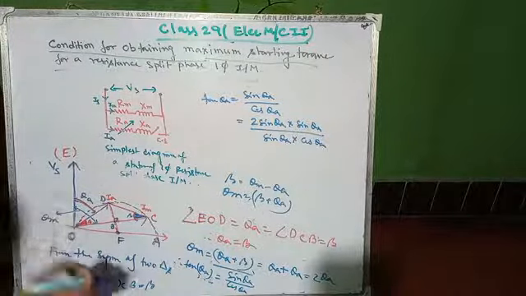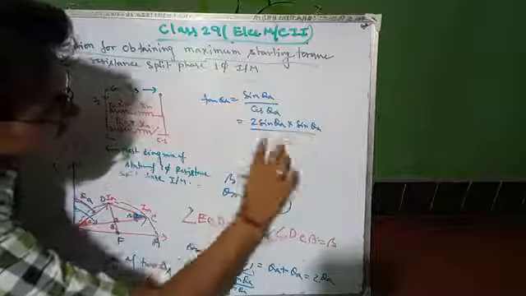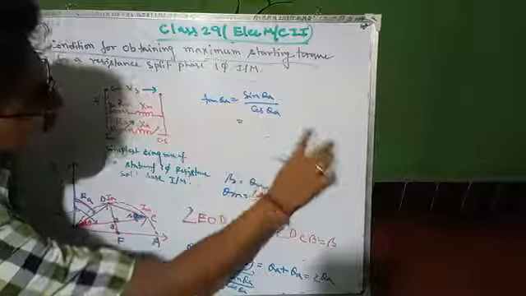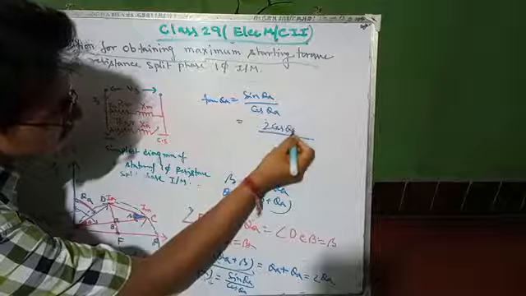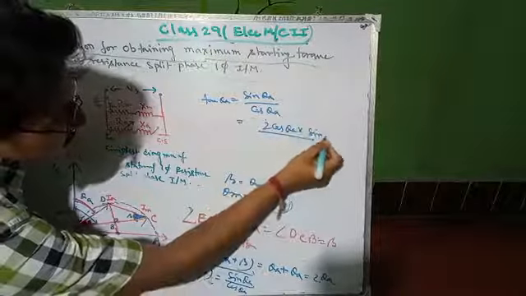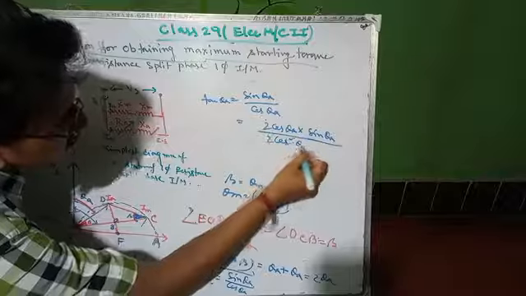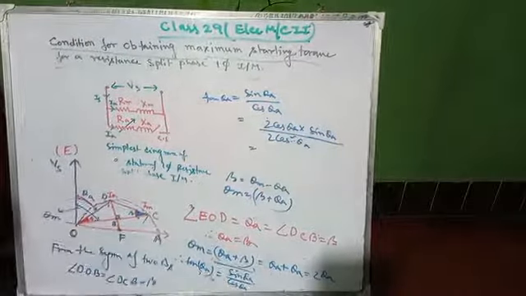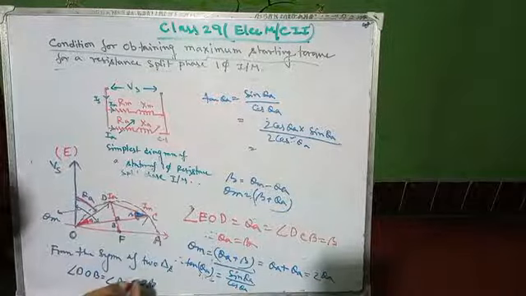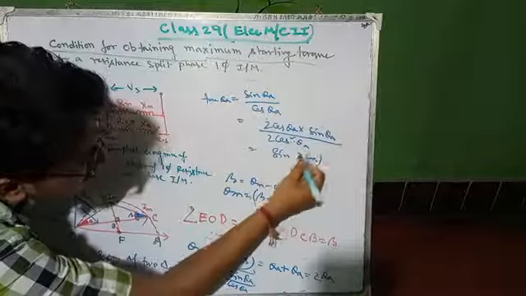2 sin theta A. Okay, so multiply now by 2 cos theta A, in the numerator and denominator also. So in the above expression, 2 sin theta A into cos theta A will be equal to sin 2 theta A. Sin 2 theta A, right?